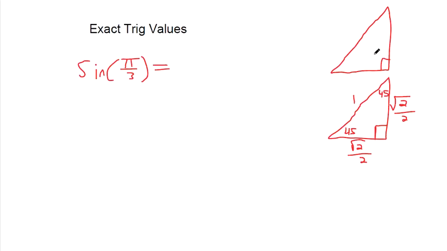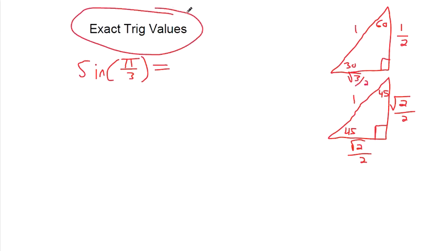Okay, and then you could do the same thing over here. If you let this be 1, you could use right angle trig to do this, but there's 30 degrees and 60 degrees, and then this would be pi over 3. This is 1/2, and then this is square root of 3 over 2. So if you memorize these two triangles, they'll help you find exact trig values without having to go look them up or anything like that.